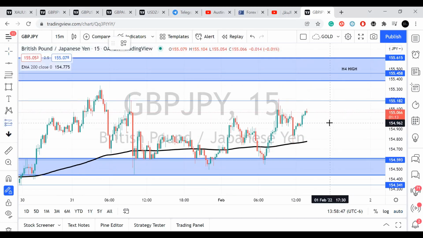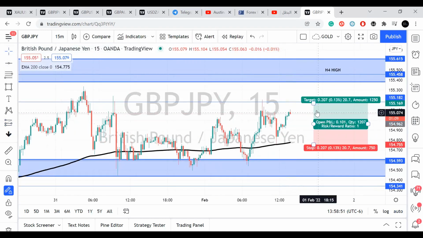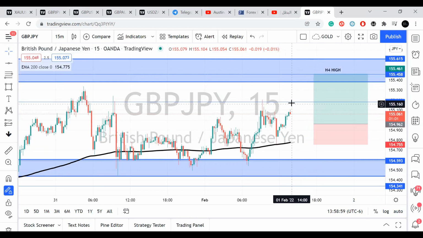If you missed that, this is where I started targeting. This is where I started buying from. I believe price will come here actually. Maybe this take profit is hit. I'll wait for pullback, then I'll buy again.